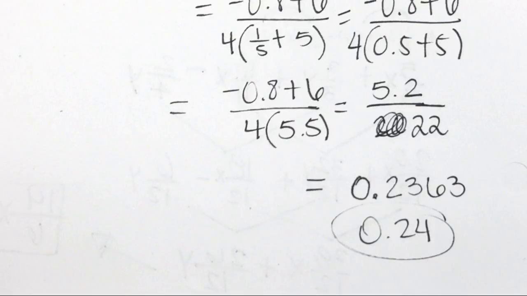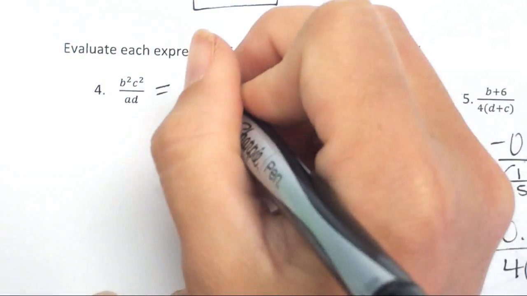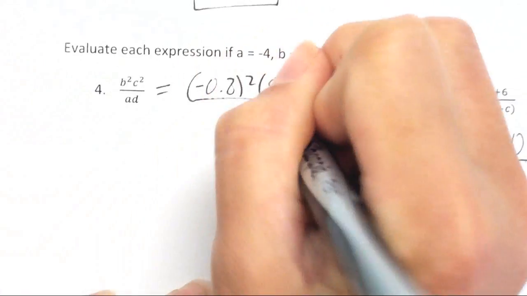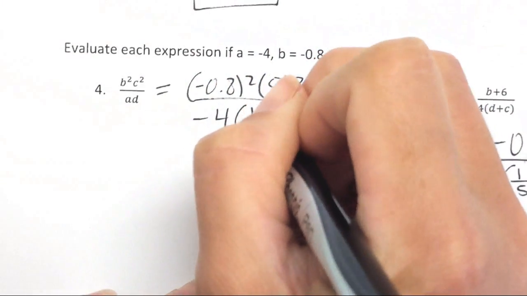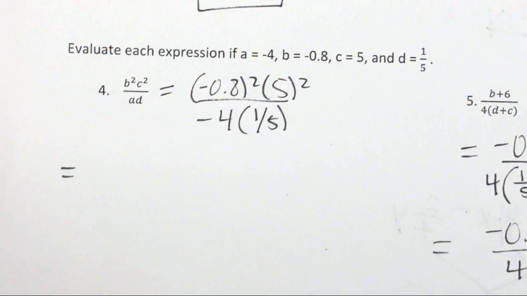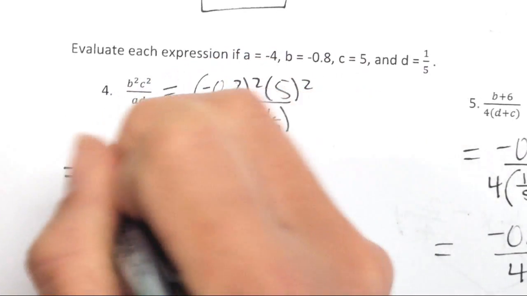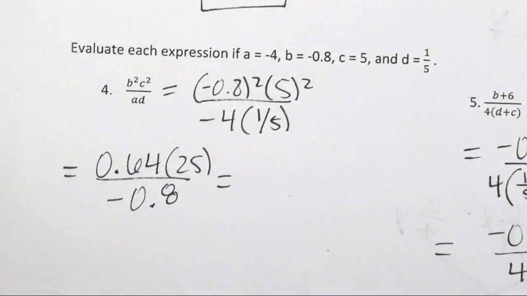Alright, anybody want to try? Alright. Caitlin, tell me first of all what to plug in. I did negative 0.8 squared times 5 squared over negative 4 times 1. Times what now? Okay. So what did you get for your numerator? I got 0.64 times 25 over negative 0.8. 0.8? Alright, so what did that give you?